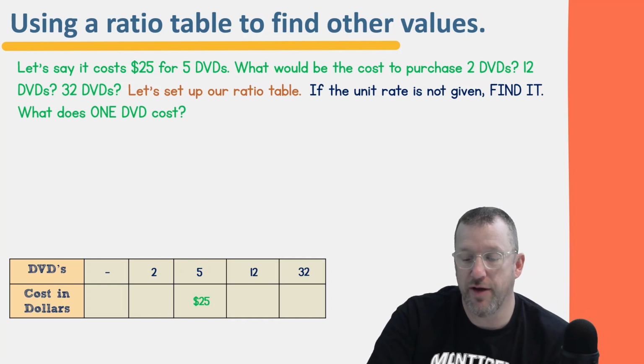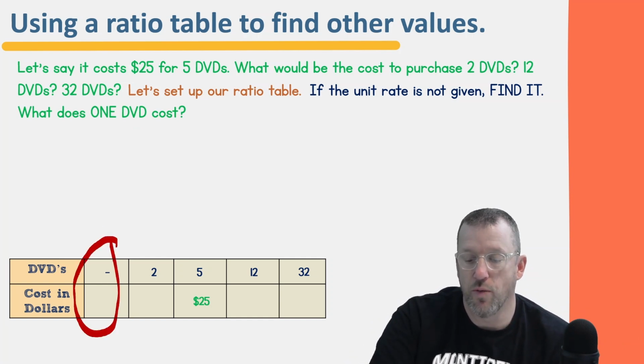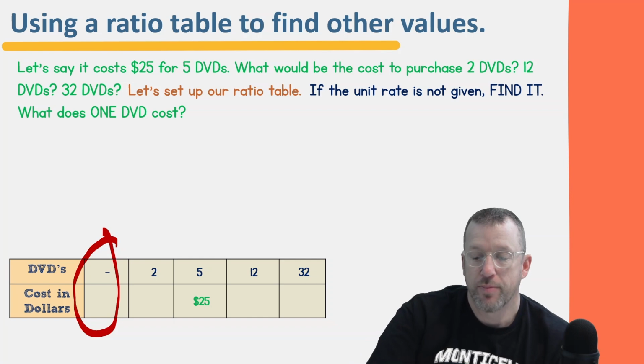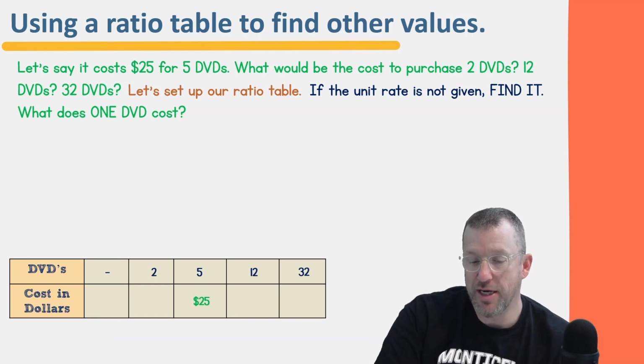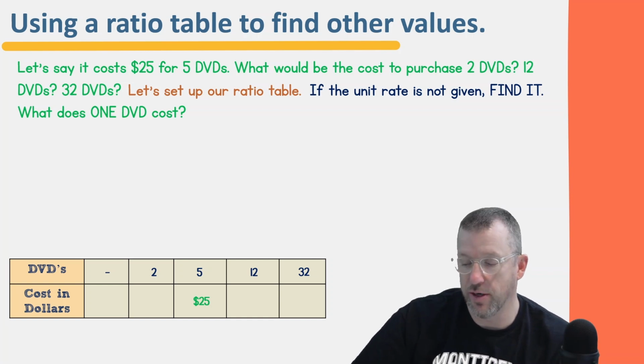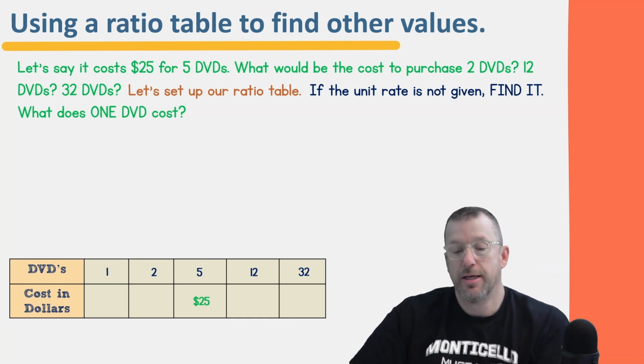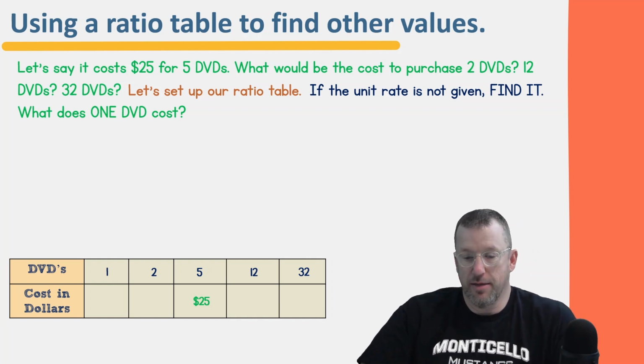So remember, when you're trying to find a unit rate, you want to turn one of the columns into a 1, one of these being a 1 here or a 1 here. And you just got to kind of ask yourself, what am I trying to find? Do I want to know how many DVDs I can buy for $1? Or do I want to know how much one DVD costs? Well, in this situation, we want to know what one DVD costs. So we put the 1 in the DVD column, okay?